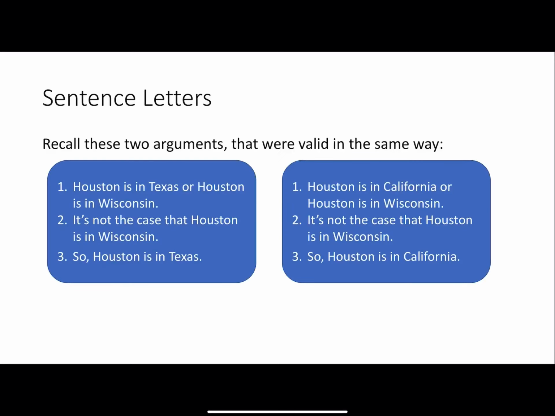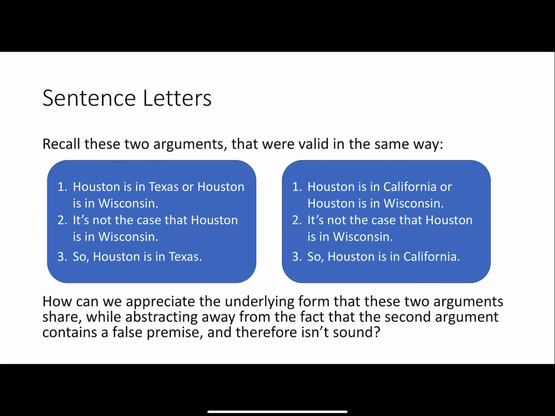The first concept in our formal languages that we're going to introduce, which will help us appreciate the underlying structure of arguments, is sentence letters. Now, recall the two arguments that we discussed earlier, which were valid in the same way, even though one of them was false. How can we appreciate the underlying form that these two arguments share while abstracting away from the fact that the second argument contains a false premise and therefore isn't sound? Again, the other day we got hung up on the actual truth or falsity of sentences while not appreciating what would be the case if the sentences were true. Sentence letters are going to help us get away from the actual truth or falsity of the sentences and see the underlying form that the validity of the argument rests on.